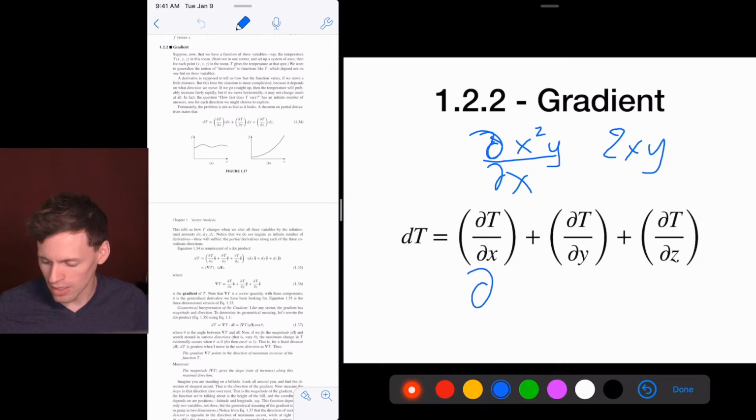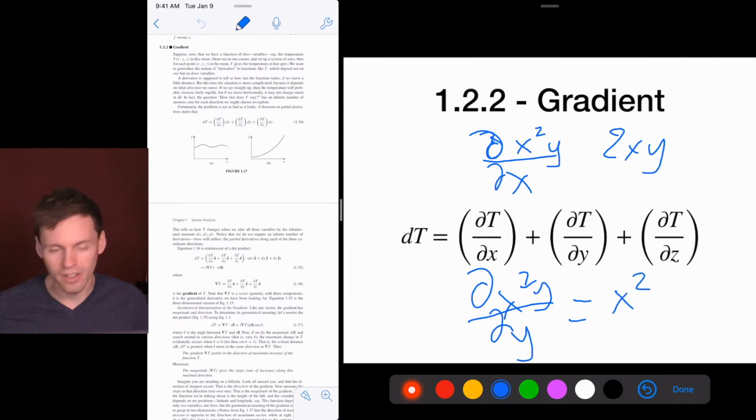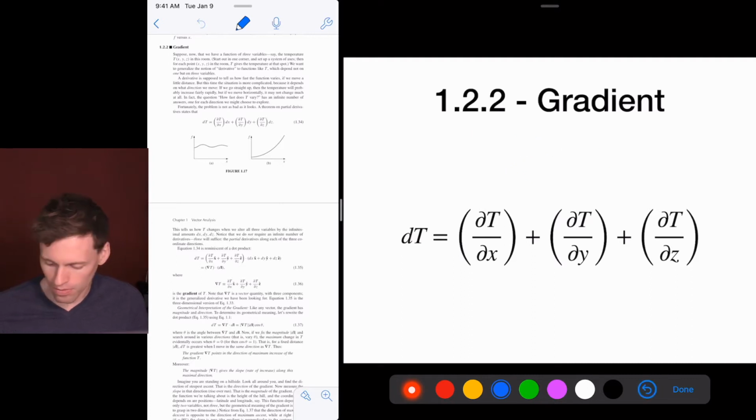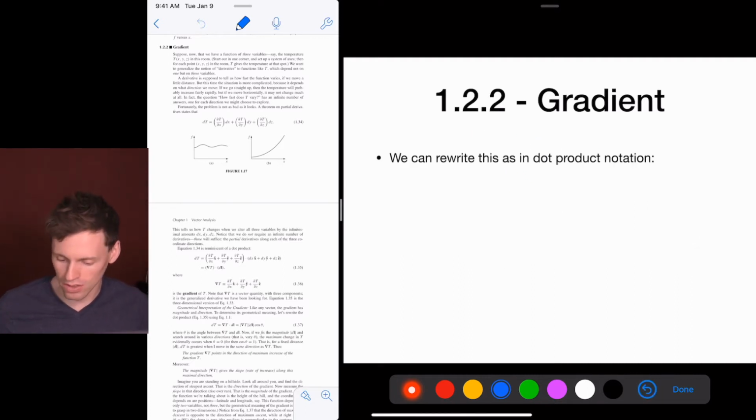Whereas if we took the derivative of x squared y with respect to y, then this is going to be x squared, because we're taking it with respect to the y. And then we can add those together, and it would become 2xy plus x squared, and then plus 0 because there's no z dependence in our function. So that's just if we had a function of temperature that looked like x squared y. We don't in this case, but that's an example of how you could use that.